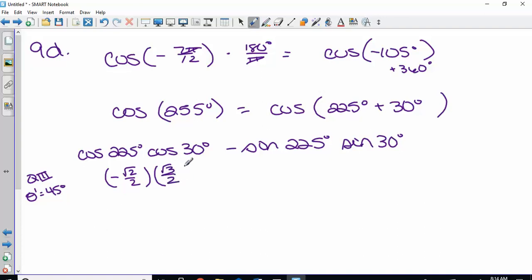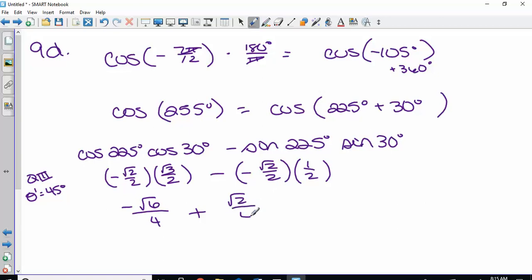Cosine of 30 is radical 3 over 2. Minus. In quadrant 3, sine is negative. Sine of 45, radical 2 over 2. Sine of 30, 1/2. So if you multiply these, negative times positive is negative, radical 2 times radical 3 is radical 6, 2 times 2 is 4. Minus negative would make plus, radical 2 times 1 is radical 2, 2 times 2 is 4.